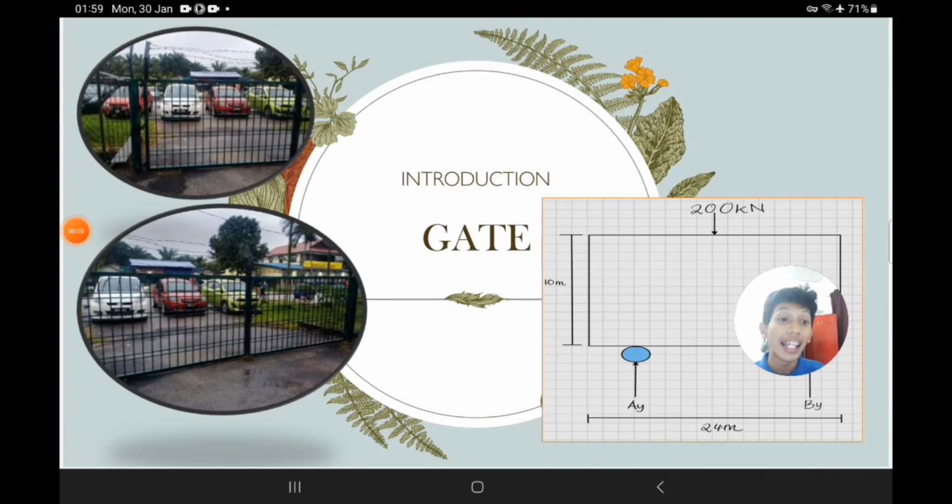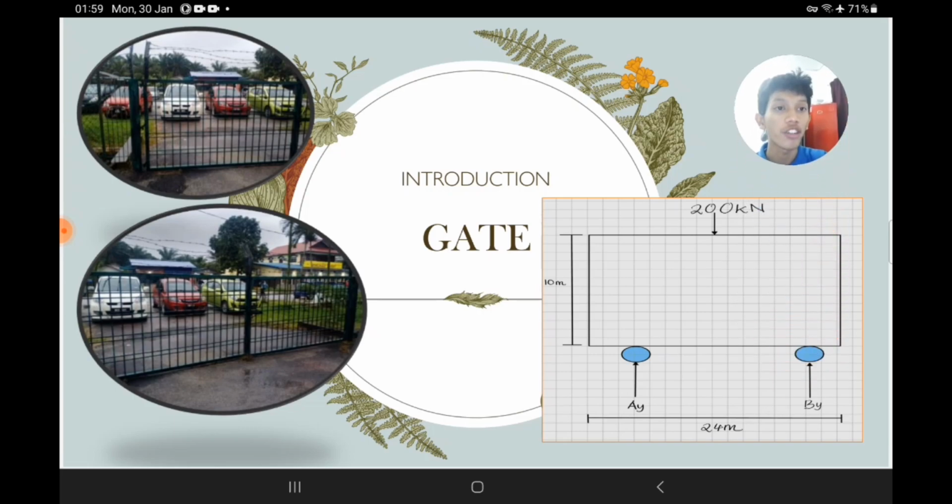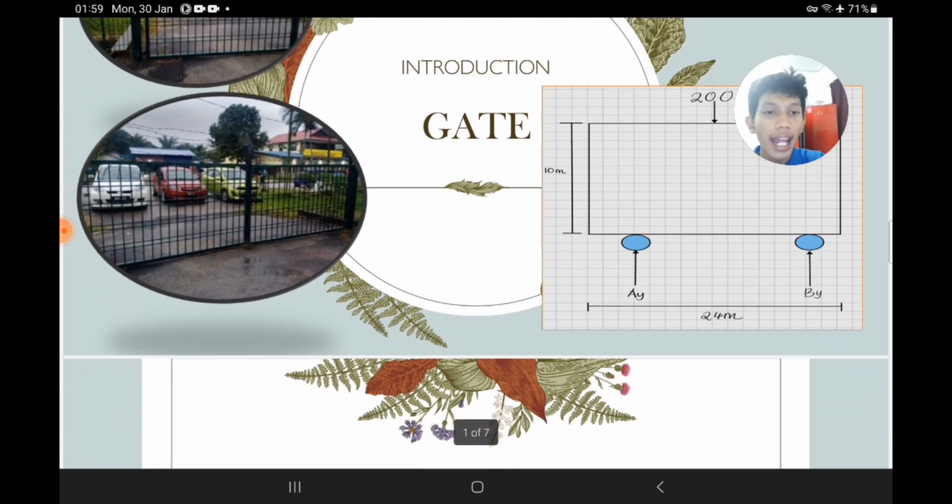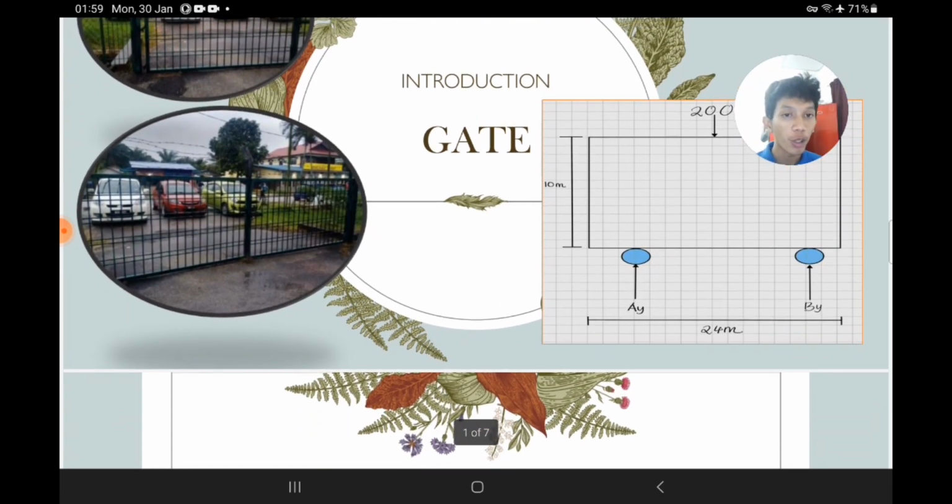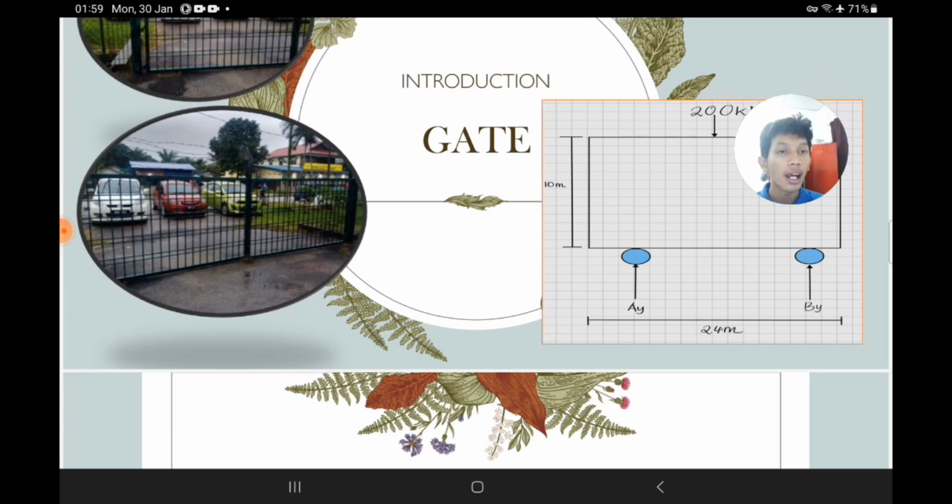Thank you. Last but not least, this is the final structure that our group decided to do in this continuous assessment for static and dynamic, which is a gate structure. So this photo was taken from a college camera, and this is a free body diagram that was sketched using Samsung Notes. And we can see here the length of 24 meter and the height of 10 meter with 200 kN downward forces acting on the gate structure.